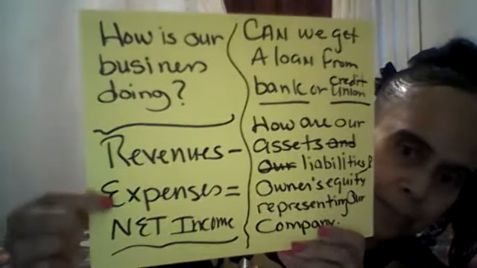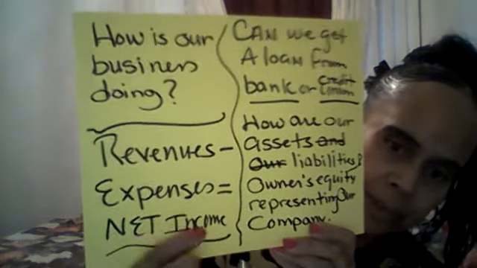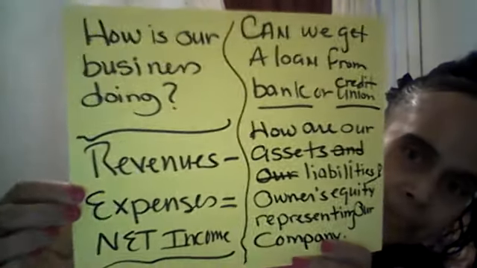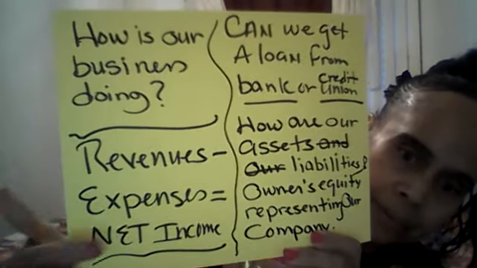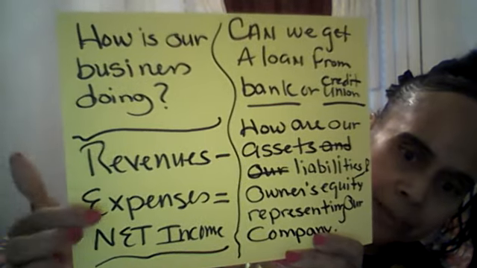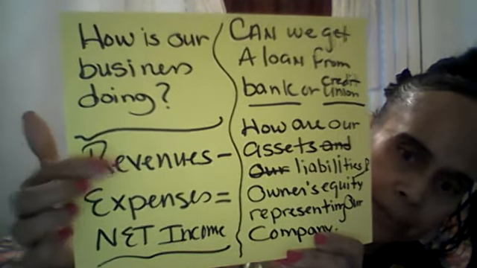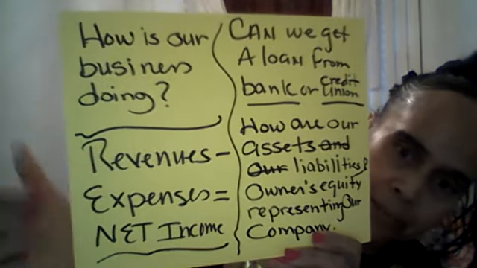And how is your business doing? Revenues minus expenses will give you your net income. How is your business doing? So you take all your revenues minus your expenses, and that gives you net income. This is what is on the income statement.